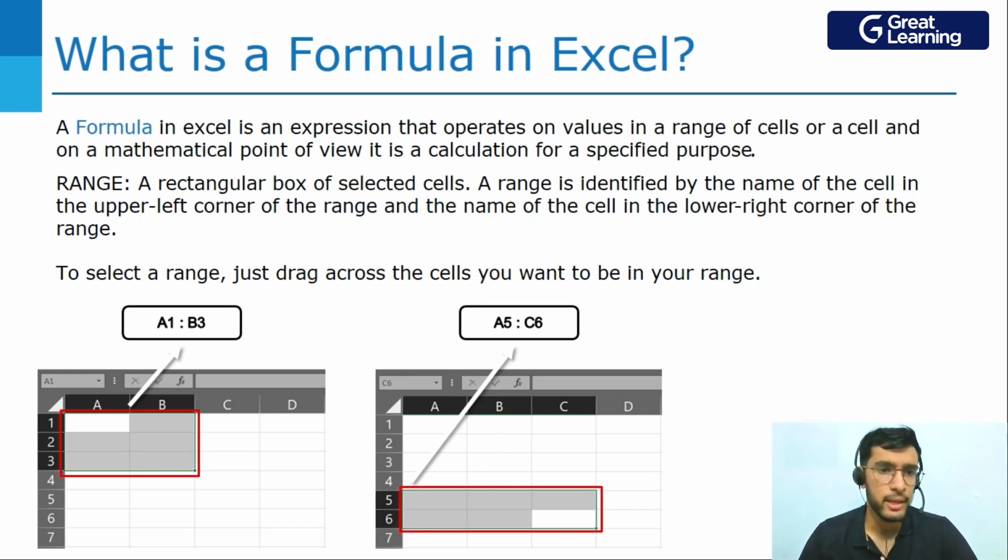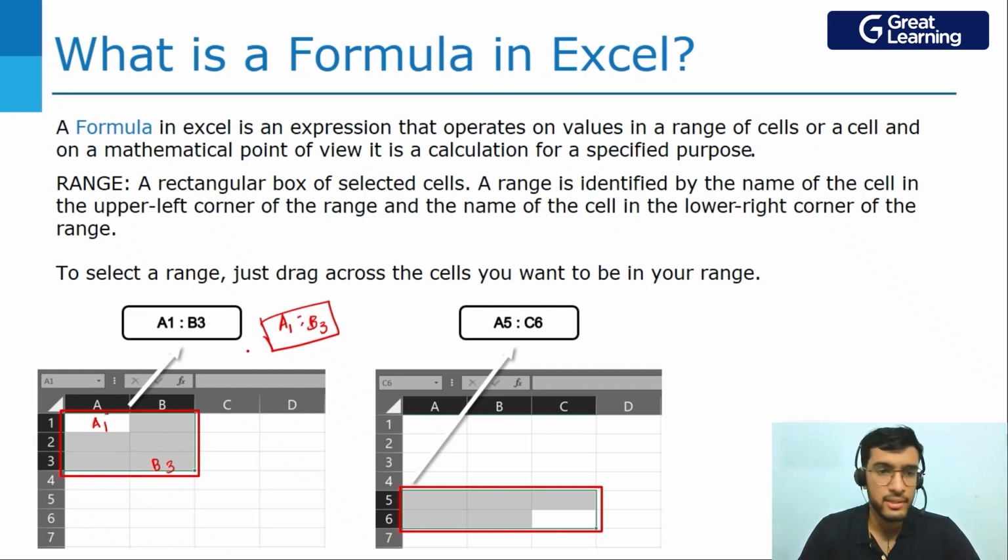So now, how to name or identify a range? A range is identified by the name of the cell in the upper left corner of the range and the name of the cell in the lower right corner of the range. In this example, the A column intersects with the first row, and that's how it got the name A1, and the B column intersects with the third row, that is B3. So to identify or name a range, that is A1 colon B3. That's how you name or identify a range.